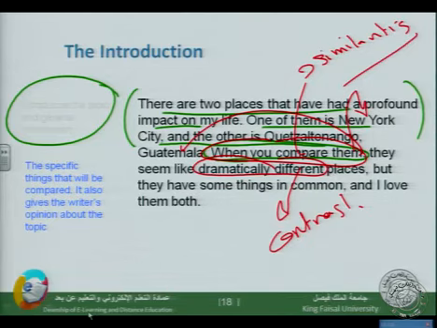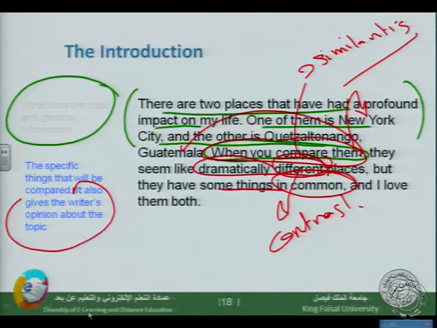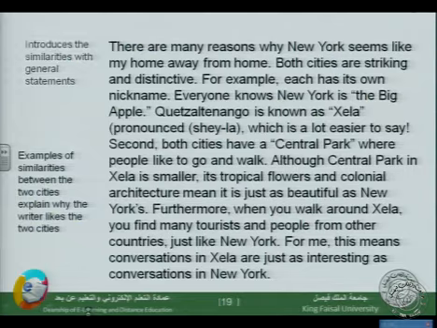But it seems that they are more different than they are similar, but they have some things in common. So they have differences and similarities. Here the author or the writer is giving his opinion also. So in the introduction we give general information, then the specific things that will be compared or contrasted, and then the writer's opinion.